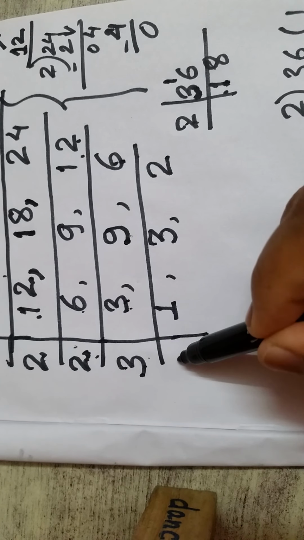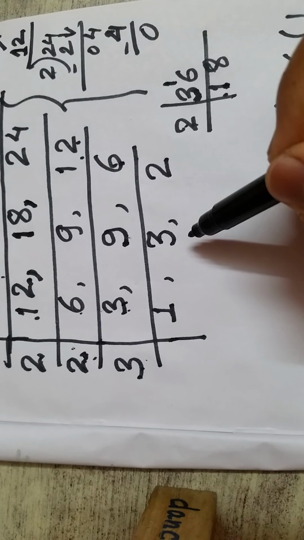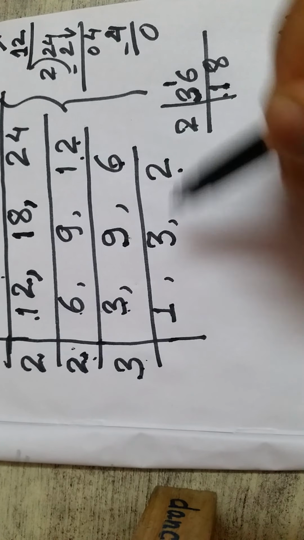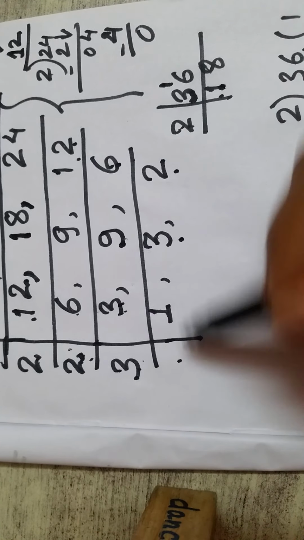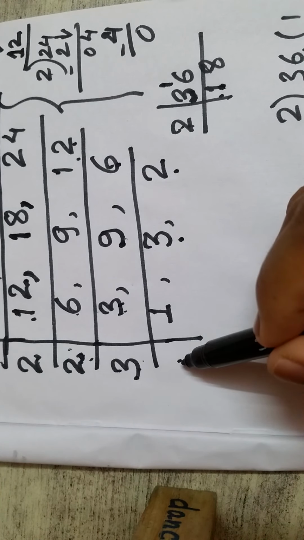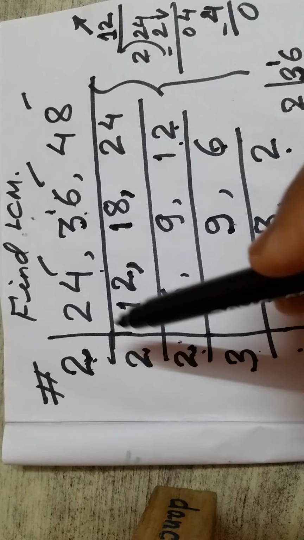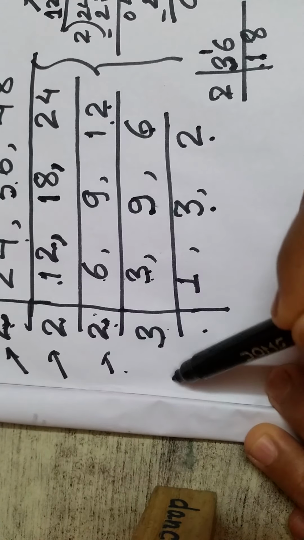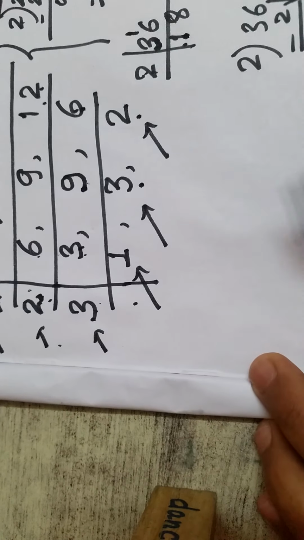Now is there any number which can divide at least 2 of the numbers here? No. If we choose 2, it divides this number only. If we choose 3, it divides this number only, so it is not necessary to go through the division again. So we can stop here, and we can multiply all the factors to find out the LCM.